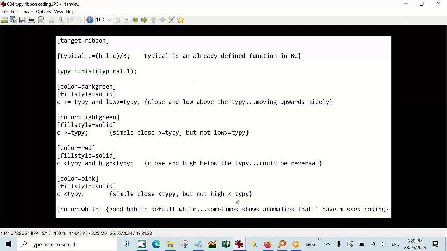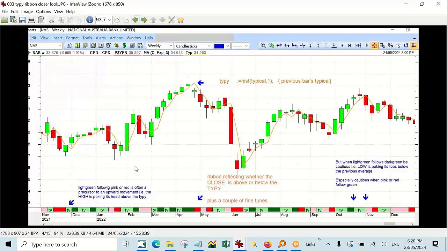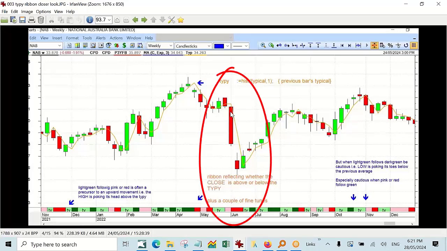or the pink is simply the close is below and the high is still stuck above. I'll just go back and maybe show you that again. You can see that this one here, the high there, that little point there, and the close down below here is well and truly below the Tippy. So that's why you get the red.